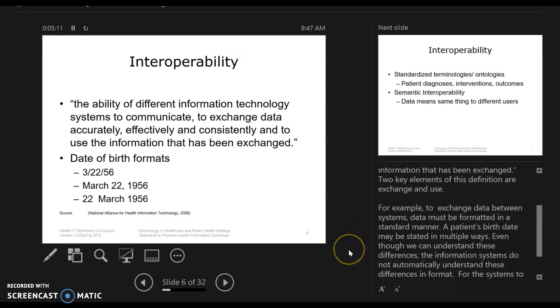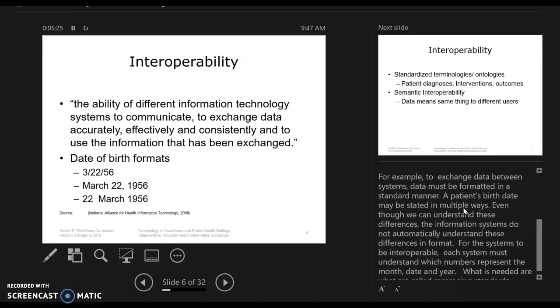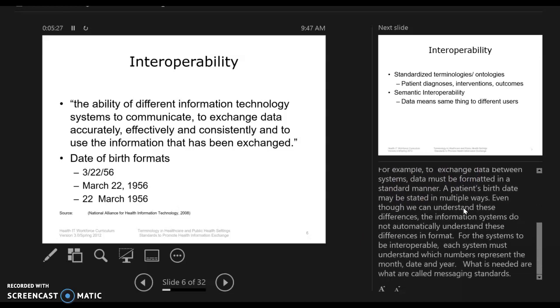For example, to exchange data between systems, data must be formatted in a standard manner. A patient's birth date may be stated in multiple ways. Even though we can understand these differences, the information systems do not automatically understand these differences in format. For the systems to be interoperable, each system must understand which numbers represent the month, the date, and the year. What is needed are what we call messaging standards.